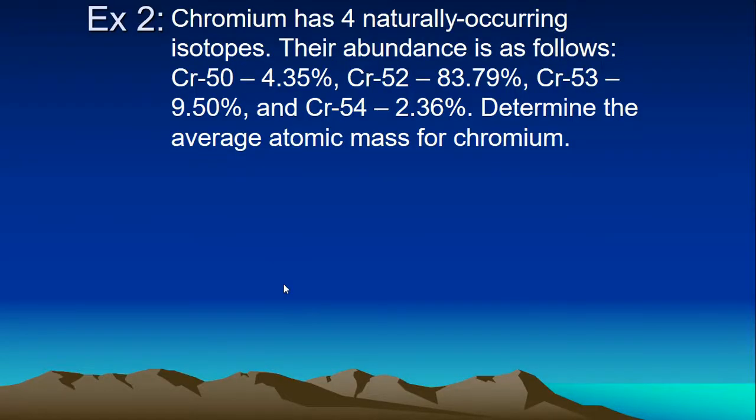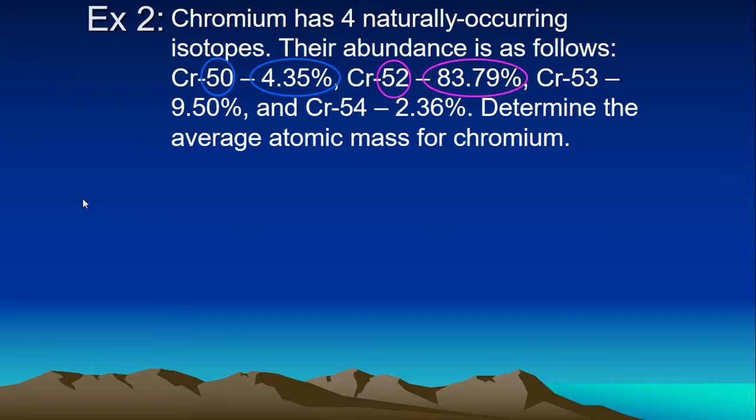Let's try another problem, this time with an element that has 4 naturally occurring isotopes. Chromium has 4 isotopes. It's got chromium 50, chromium 52, chromium 53, and chromium 54. If you notice in this problem, our mass numbers are not very precise, so we can just use the 50, the 52, the 53, and the 54. This problem wants us to determine the average atomic mass for chromium.